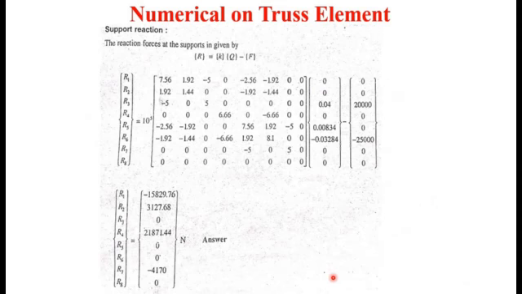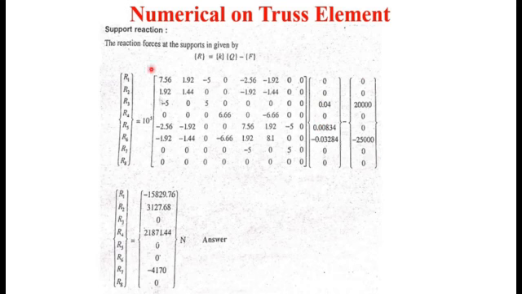Now the last point is support reactions. The reaction forces at the supports are given by, as we already saw, R equals kq minus f in the 1D bar elements. The same equation is used here. So the reactions at the nodes, R1, R2, R3, R4, R5, R6, R7, R8, are equal to this K matrix, 10 raised to 5 into this matrix, into this Q matrix, minus this force matrix F.